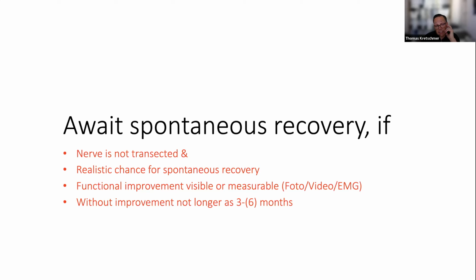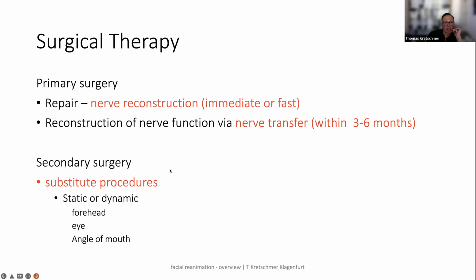So principally, I would say, as for other nerve reconstruction, I would not wait a lot longer, preferably 3 months until I make a decision. And of course, this can be discussed. So once again, we have primary surgery, we have secondary surgery. So the repair of the facial nerve per se would be, per definition, a nerve reconstruction. That should be pretty immediate or fast.